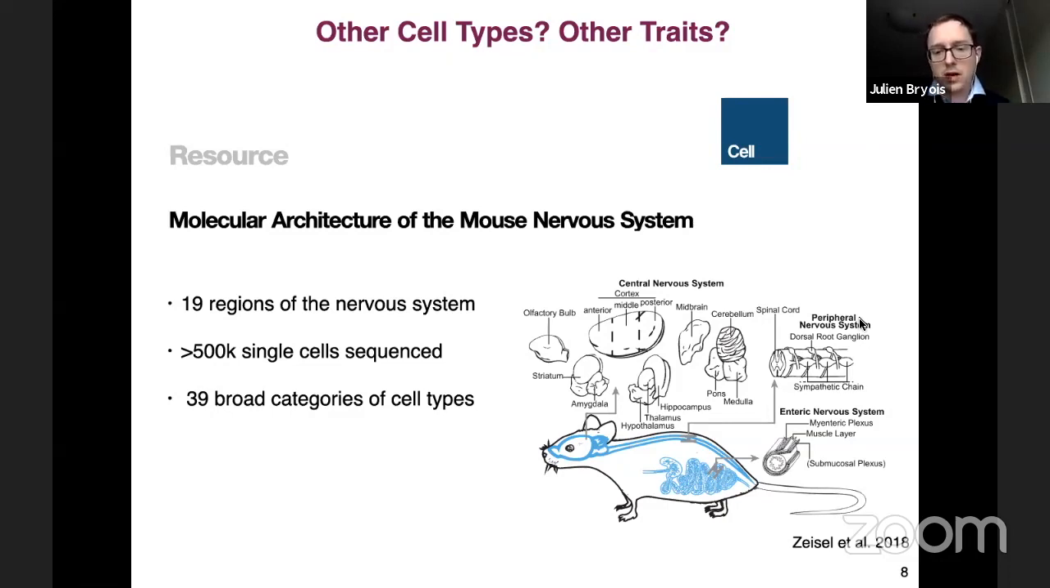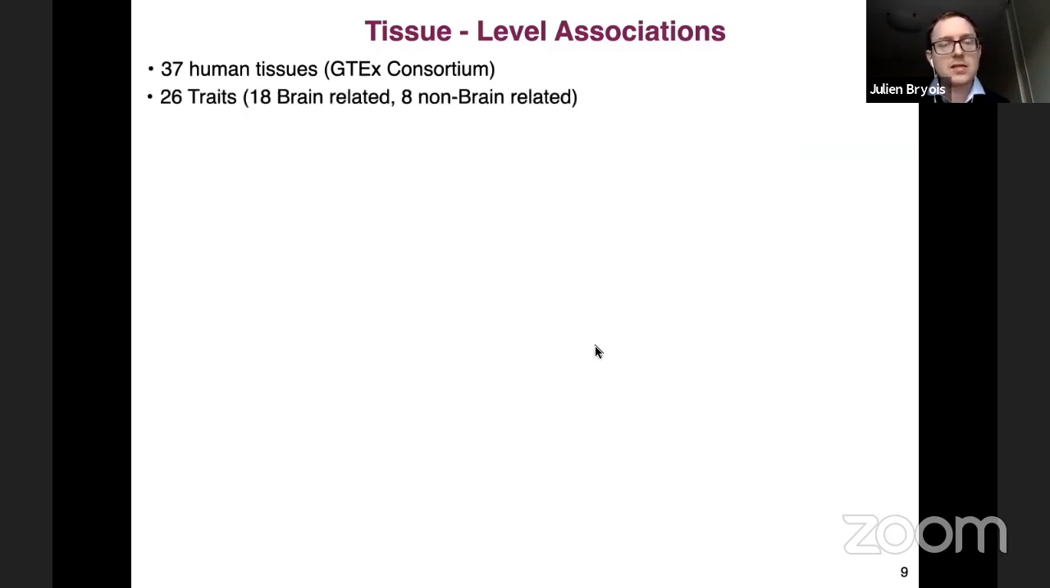So they sampled pretty much everything: the cortex, the striatum, amygdala, hippocampus, midbrain, cerebellum, and also the peripheral nervous system and the enteric nervous system. So first we wanted to see if the method was working for all the different traits using tissue level gene expression data. So we used human RNA-seq bulk data from the GTEx consortium and tested 26 different traits, 18 brain related and 8 non-brain related.